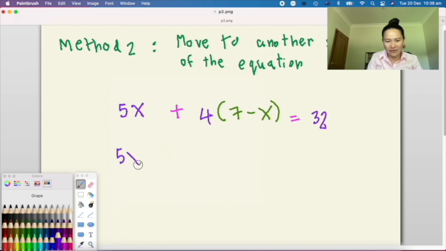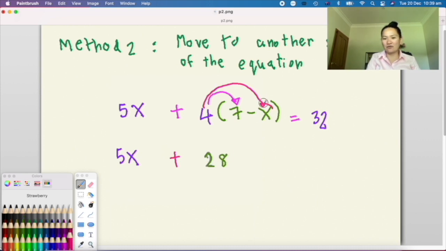5x is 5x here. Plus, look at this one carefully, everyone. 4 times plus 7. 4 times 7 is 28. Down here, 28. Next one, 4 times negative x. Don't forget that you have negative x, not just x. 4 times negative x is negative 4x. And again, it's equal 32.